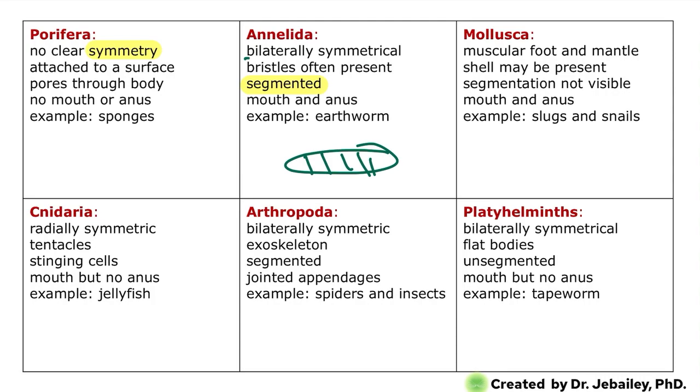Bilateral, when it says the word bilateral, that means there's two sides that are equal. So there's only two sides that are equal. Molluscs, let's talk about here. Segmentation not visible, mouth and anus, this is easy to know.